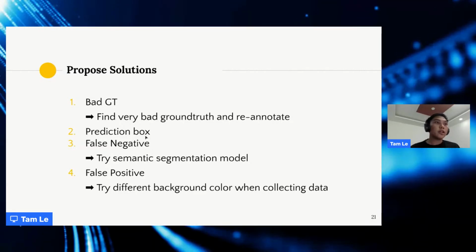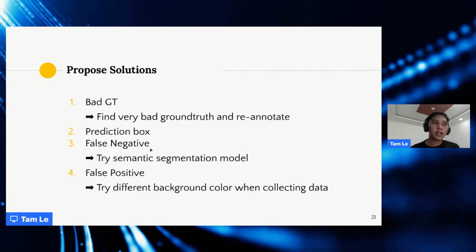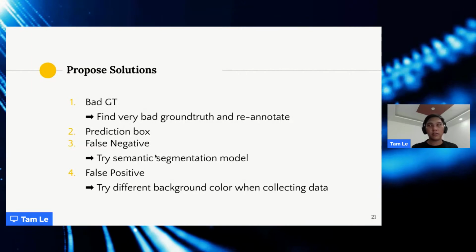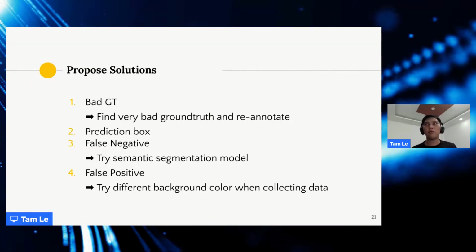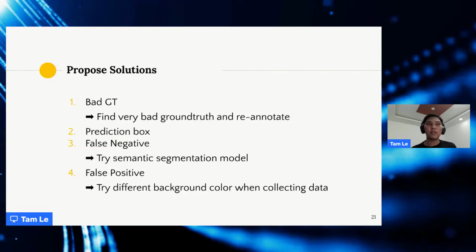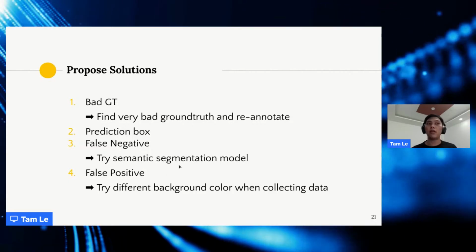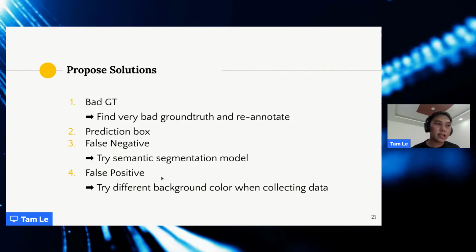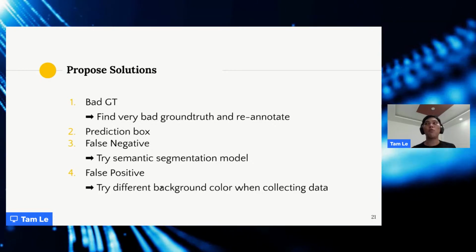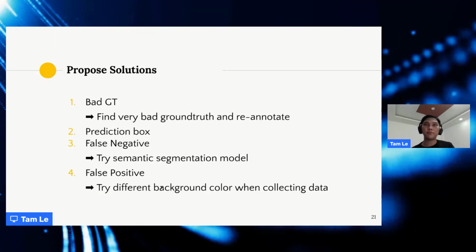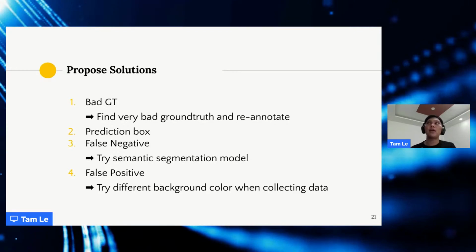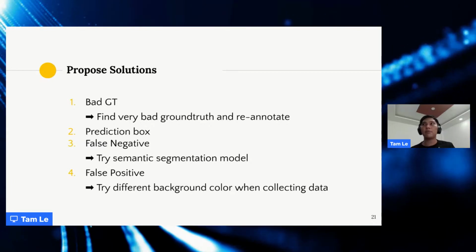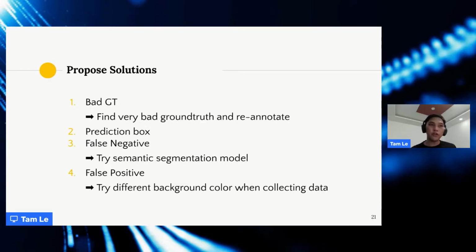And for the prediction box issue and the false negative, this is kind of a model architecture issue. So maybe a way that we can tackle this is to try a different model, and what I propose here is we use a semantic segmentation model. I will talk about it later. And the last one is the false positive. This is just the way we use the system. Maybe we just try to change the background. For example, if you have a white object, you might want to use a black background instead of a white background, so there's no more confusion for the model.